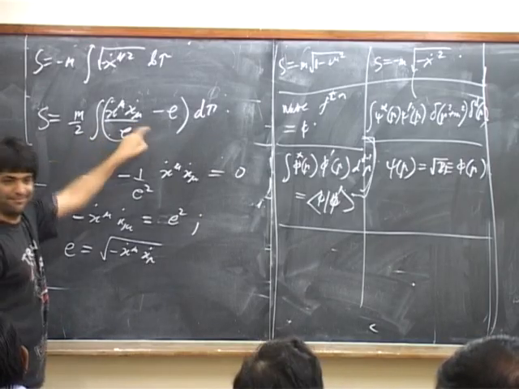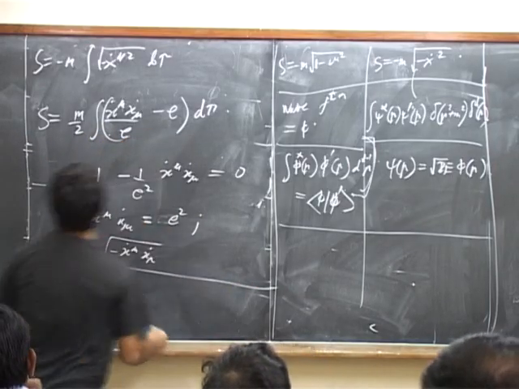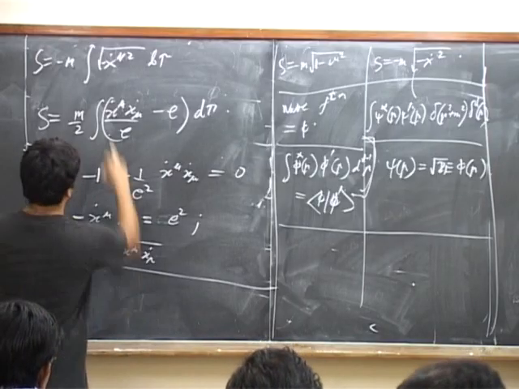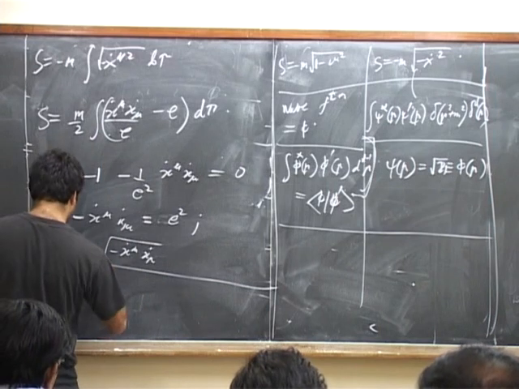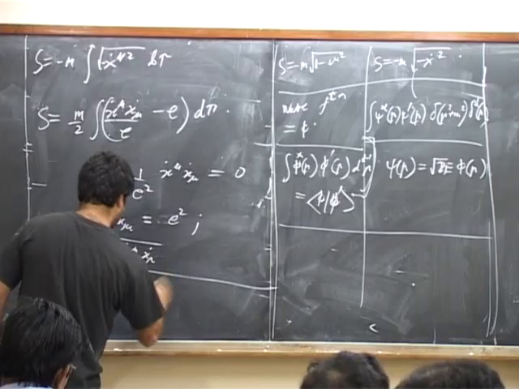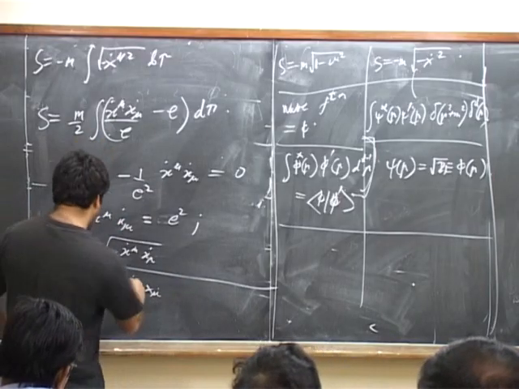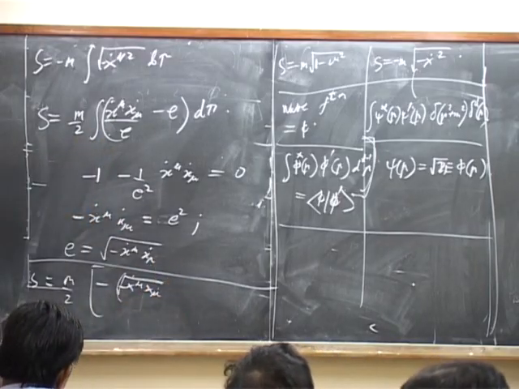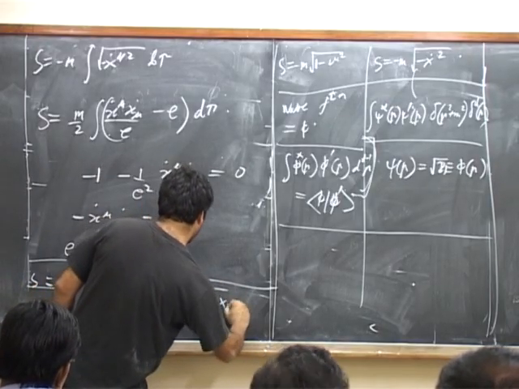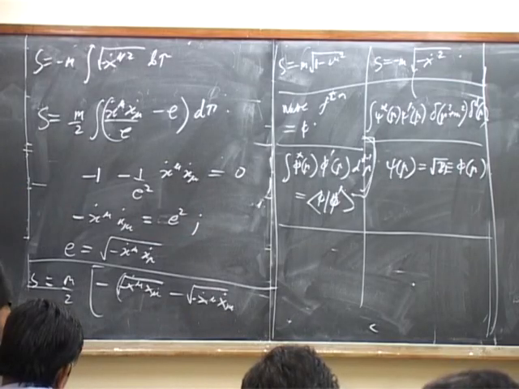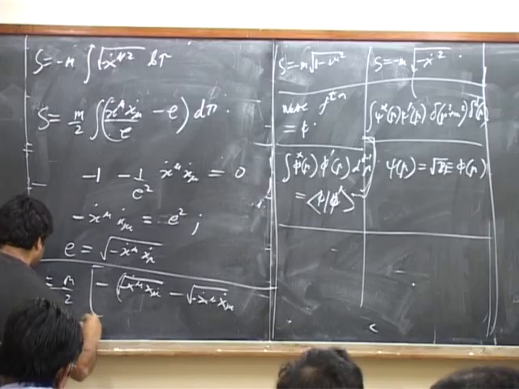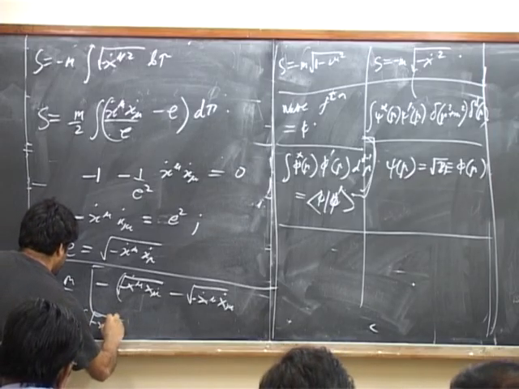Okay, so now let's substitute this in. We substitute this back into the action: S is equal to m over 2, and then we have this x mu dot squared, but we write that as minus of minus x mu dot squared, divided by the square root, so this is this. And then we've got another minus square root of minus x mu dot squared. So the action of the system is simply equal to minus m square root of minus x mu dot squared.